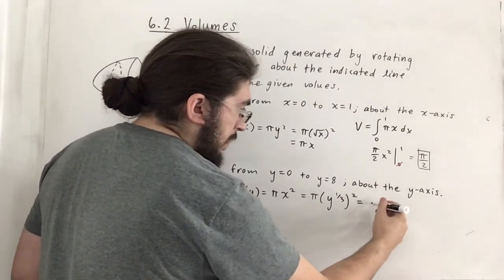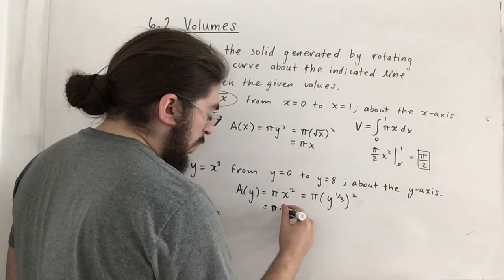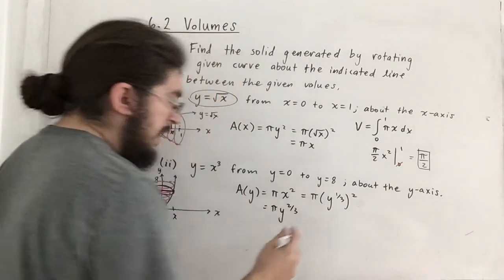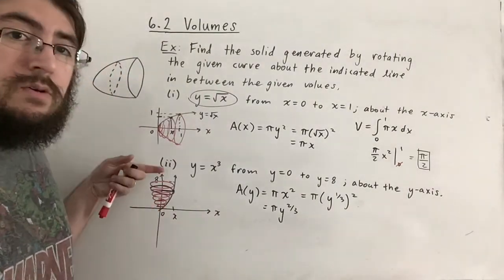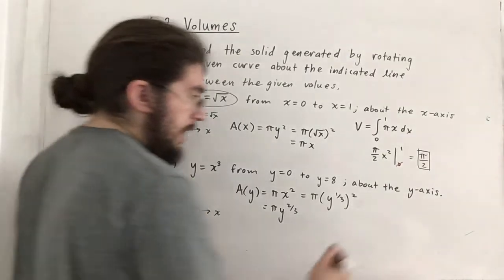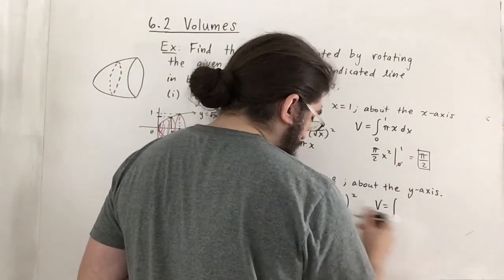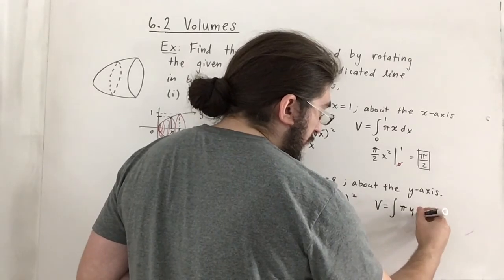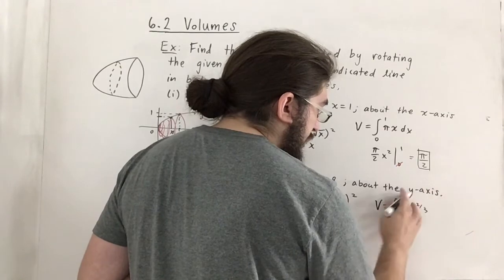So then combining these, you get pi times y to the 2/3, of course. And I think we're set, because now all we have to do is take the integral from y equals 0 to y equals 8 dy. So the volume then is the integral of this area function, pi y to the 2/3, between 0 and 8 now.